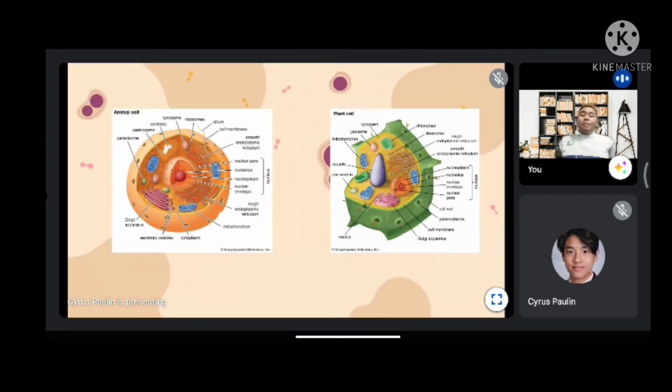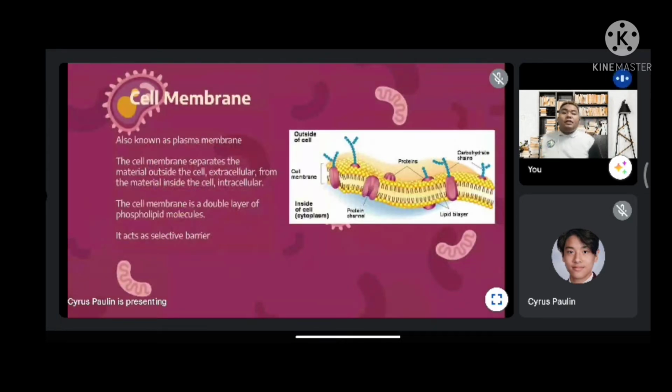So this is an example of the cell. First we have here the animal cell, and then we have here the plant cell. Let us discuss what is the cell membrane. That's part of the cell. First, the cell membrane, also known as the plasma membrane. The cell membrane separates the material outside of the cell, which is the extracellular, and the intracellular, which is the inside of the cell. It acts as a selective barrier.